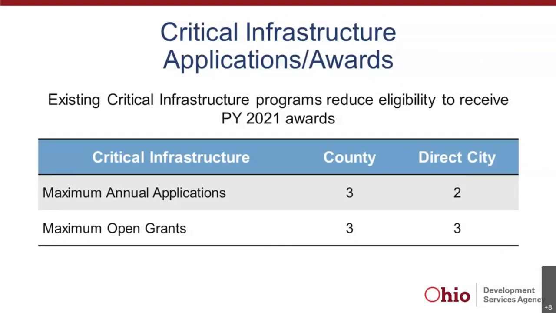And funds from 1 neighborhood revitalization or critical infrastructure program cannot be used as leverage for another. Also, allocation, neighborhood revitalization, and critical infrastructure funds from a prior grant year cannot be used as leverage for a community's 2021 application.